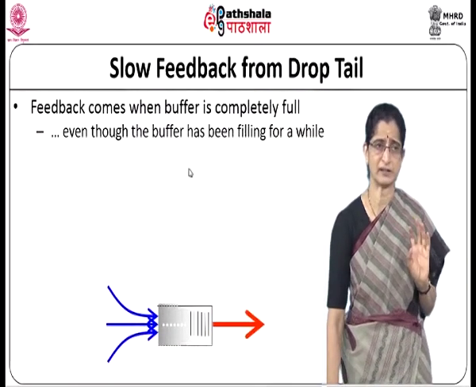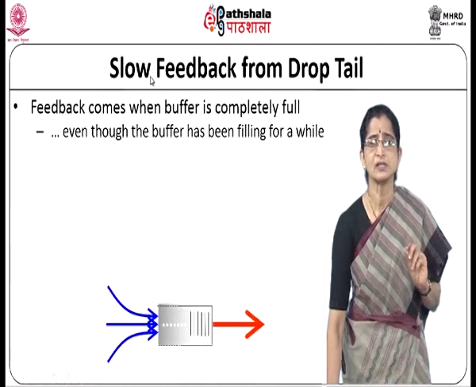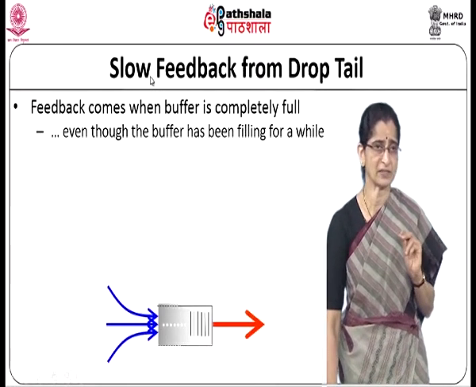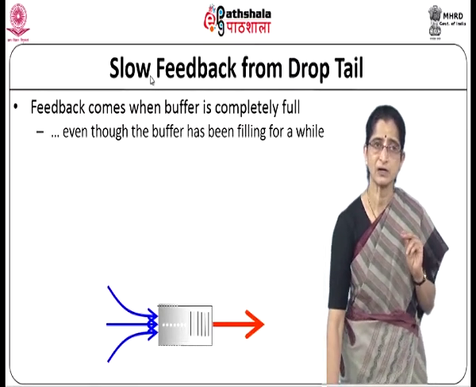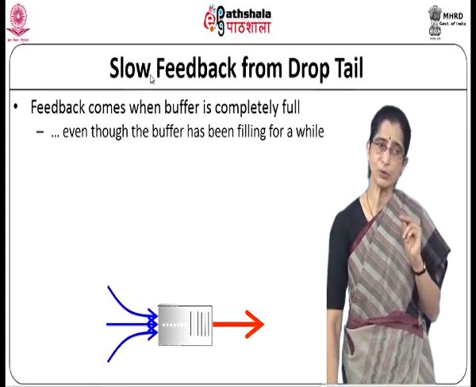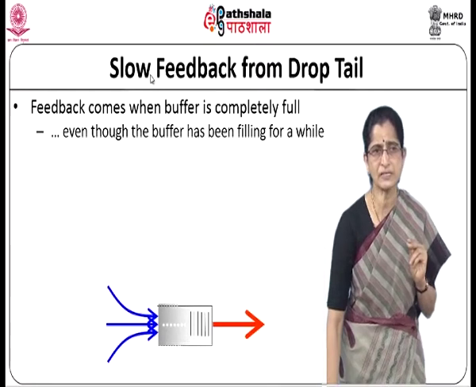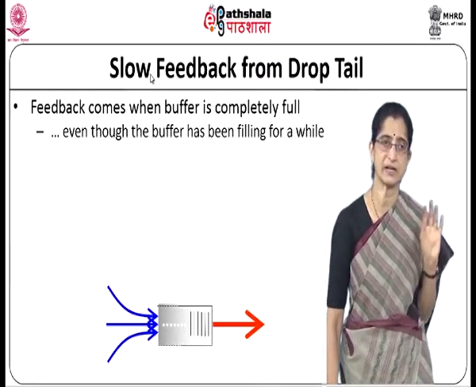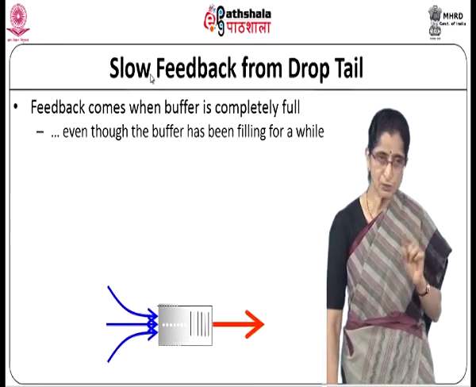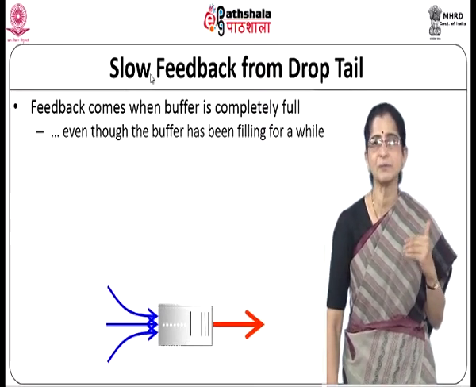So can we do better than this? That is the question. This slow feedback from drop tail queuing is what we are trying to address. The problem is that the feedback comes to you only when the buffer is completely full, though we know that the buffer has been becoming full for quite a while.